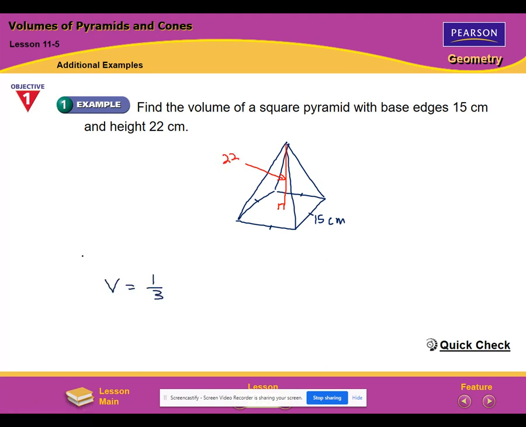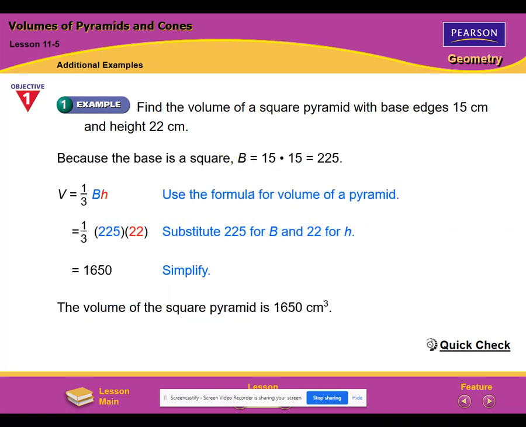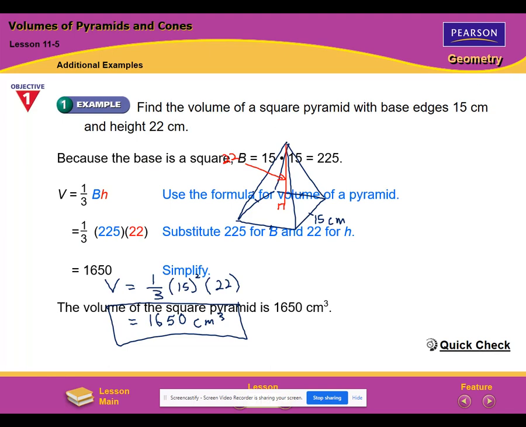The volume is 1/3 capital B, base, times height. And that capital B base is 15 squared. It's a square, so 15 squared times 22. Use your calculator if you must. I'm going to. And it's 1650, exactly 1,650. Work and answer, and that would be centimeters cubed because it's a volume. And that's what they get.